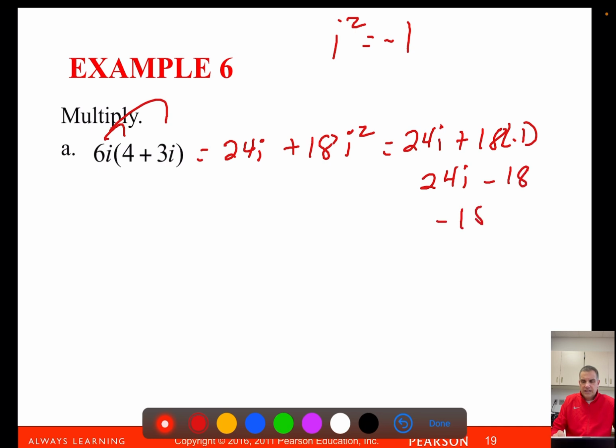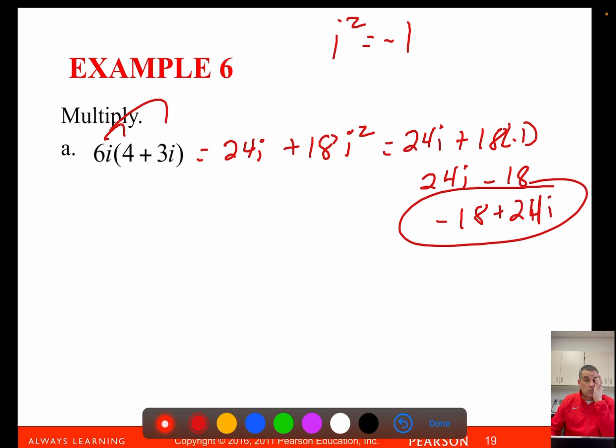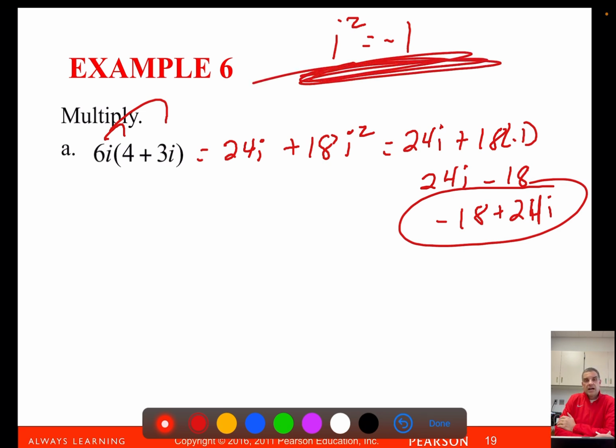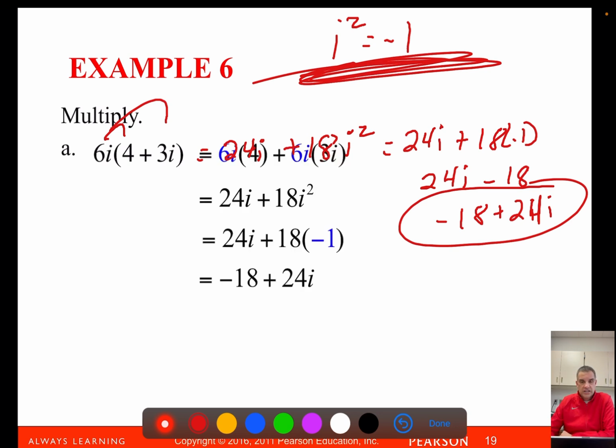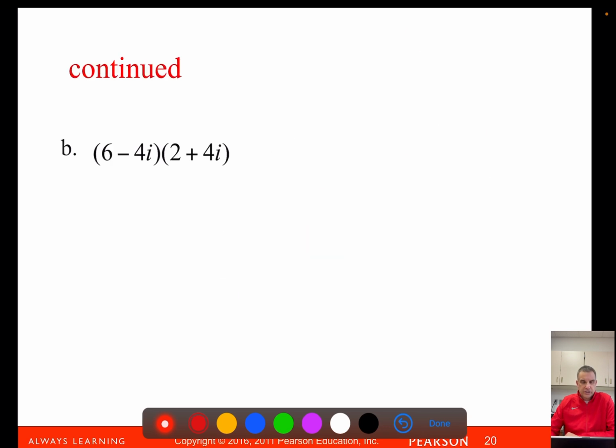We don't like to write it that way. We like to write it with the real number first. So we just rewrite it so that it goes real number and imaginary. But the key thing here is remembering that i squared is equal to negative 1 and changing that when you need to change that. Okay, that's the solution we got.